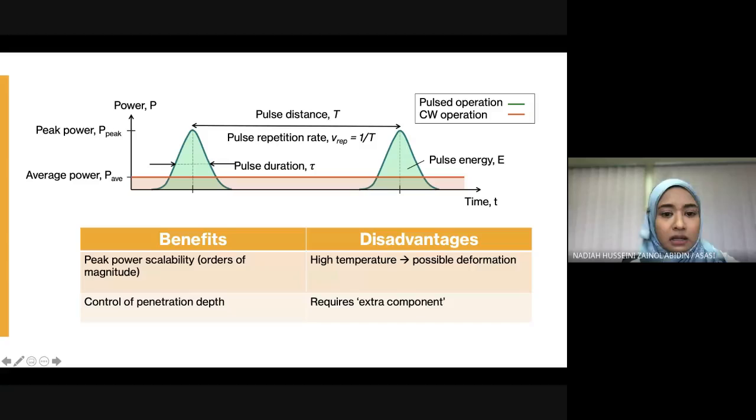What are the benefits of pulse? You get to scale your peak power. As I mentioned before, you can compress your pulse to get a high intensity and so on. Peak power scalability is possible in orders of magnitude. You can go as high as you want, as low as you want. With that, you get to control your penetration. But the disadvantage to this is the high temperature, possible deformation can happen. That is why it is always important to know what material you are working with. And another disadvantage, which I don't consider a disadvantage, but okay, disadvantage. It requires an extra component, right? So we will talk about this extra component in a bit.